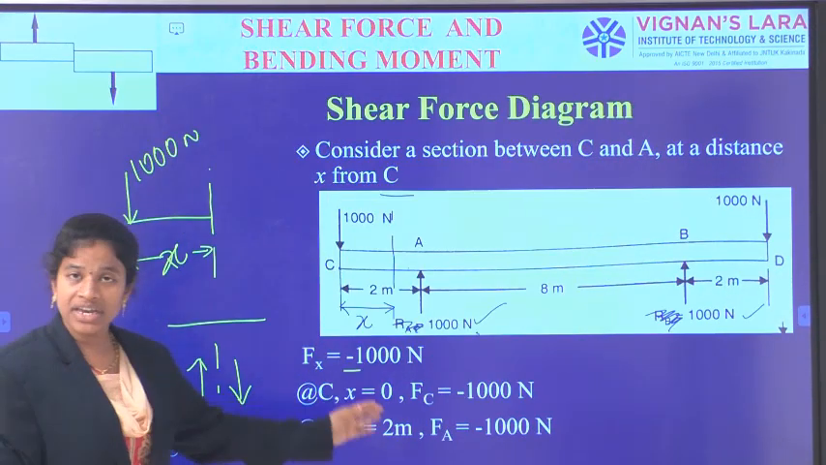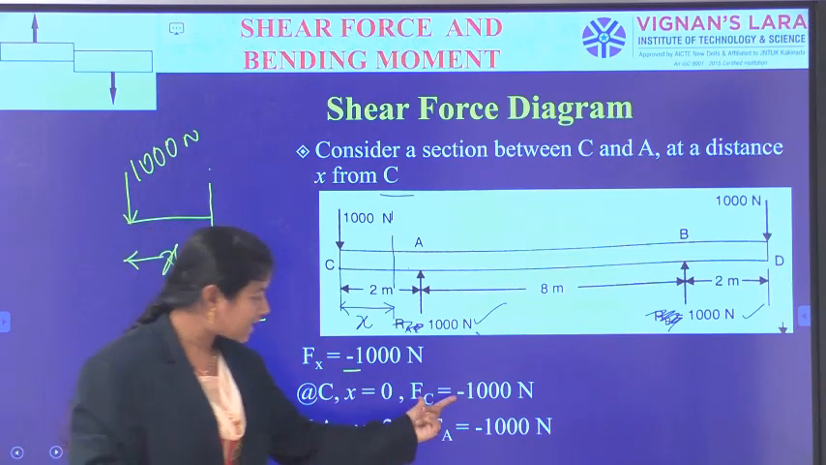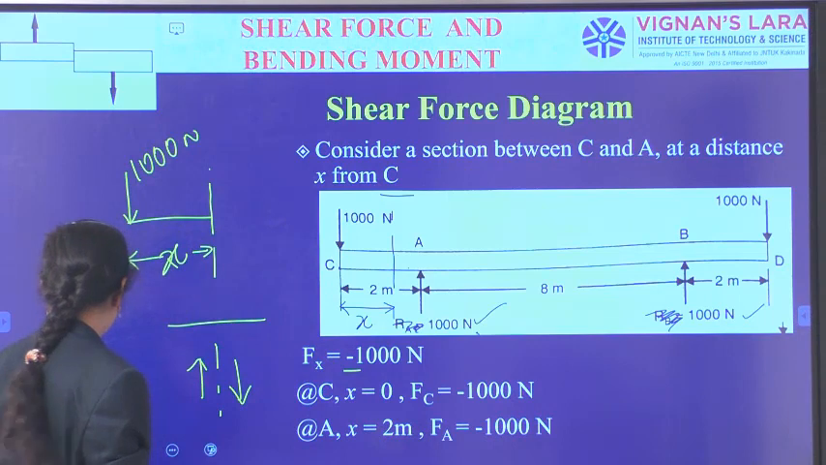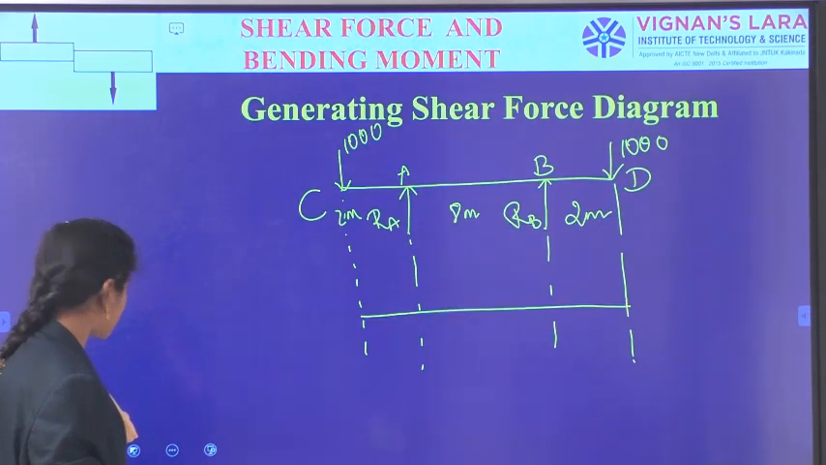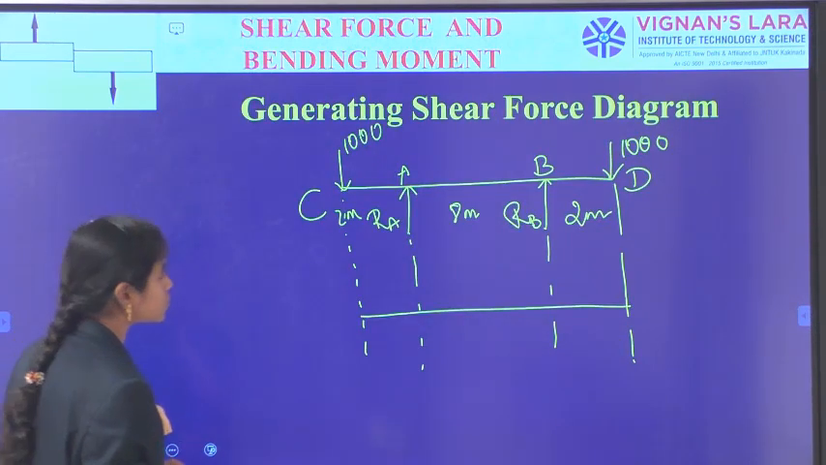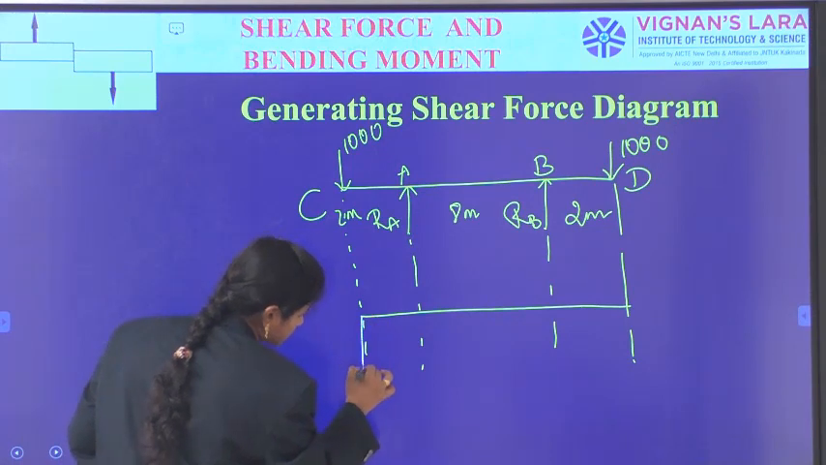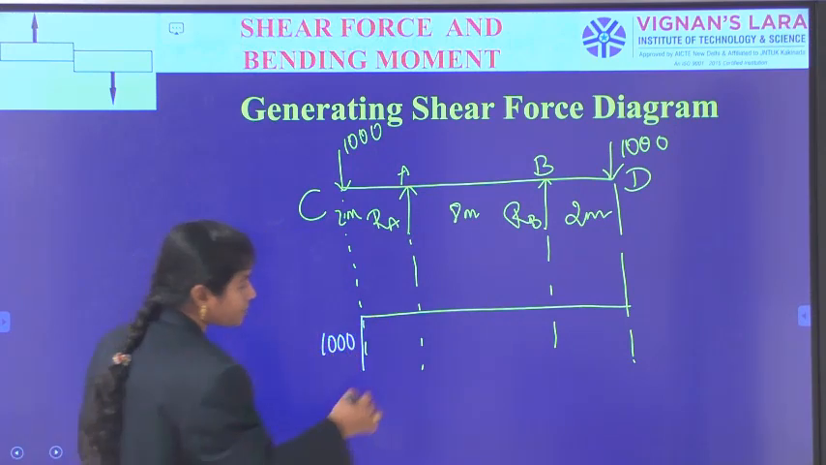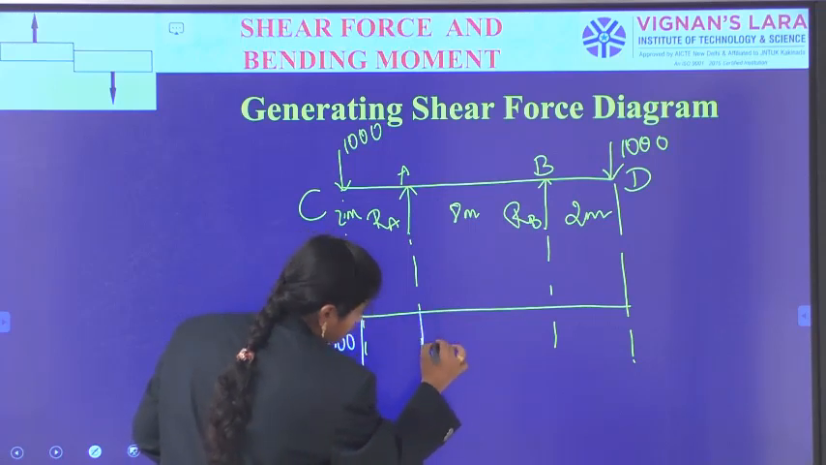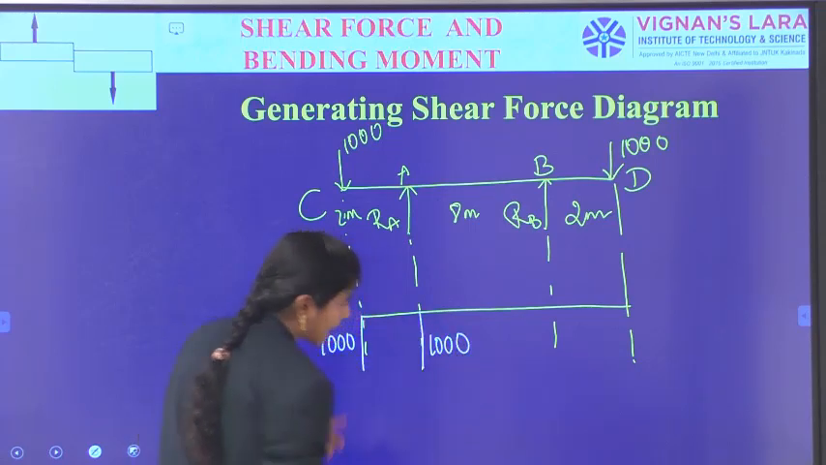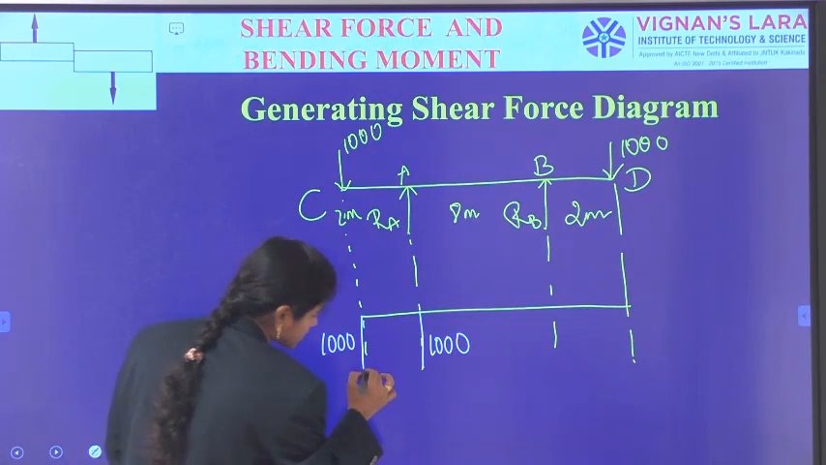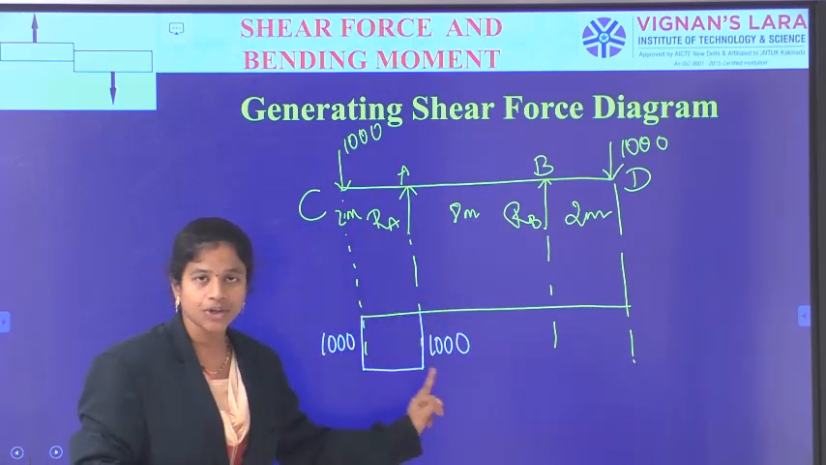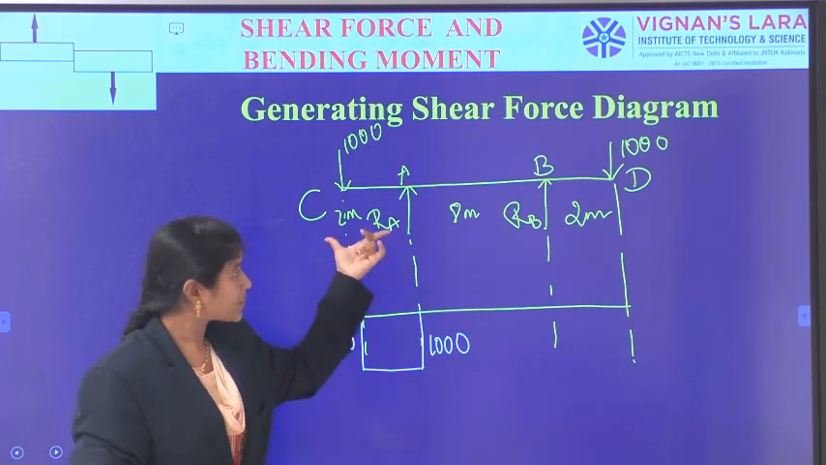First span between C and A, we have got Fc is equal to minus 1000, Fa is also equal to minus 1000. So, minus shear force will be indicated below the baseline. So, Fc is minus 1000 below the baseline and FA is minus 1000 below the baseline. As these two are constant values, a simple horizontal line. Okay, so minus 1000 to minus 1000, that is up to C to A.